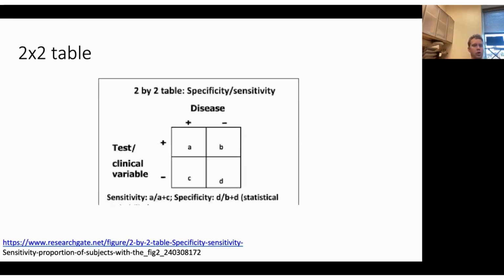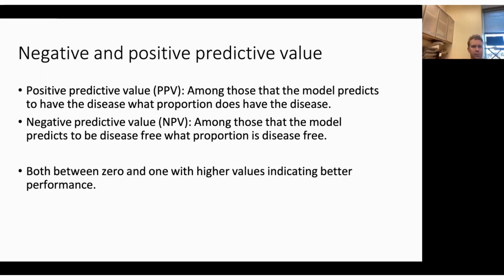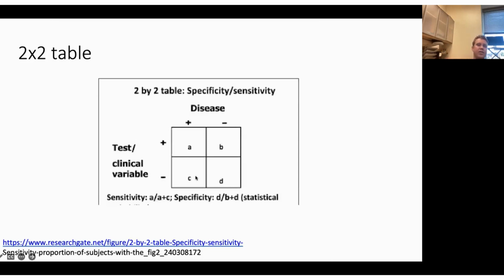So going back to the 2x2 table, this was positive predictive value. So we are looking within the group of people who the test or the model says have the disease. So the denominator would be A plus B. And then what proportion of those actually did have the disease, which is A. So positive predictive value would be A divided by A plus B.